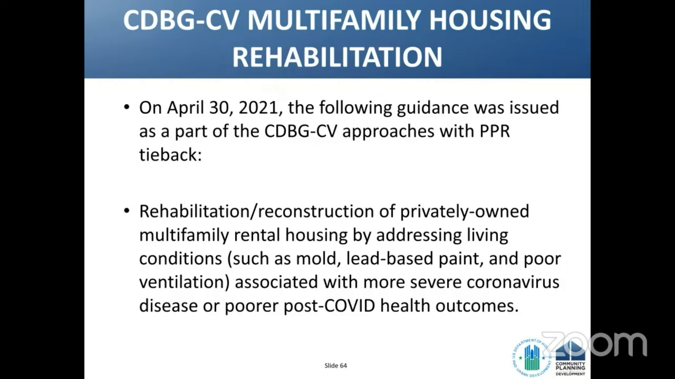If that's the case, then such an activity that doesn't address coronavirus would be better assisted under the annual appropriation CDBG program. But if there's something there that will result in a person having a poor outcome if they end up with COVID, then that can be addressed with CDBG-CV, and the documentation of the condition must be in place. Next slide, please.